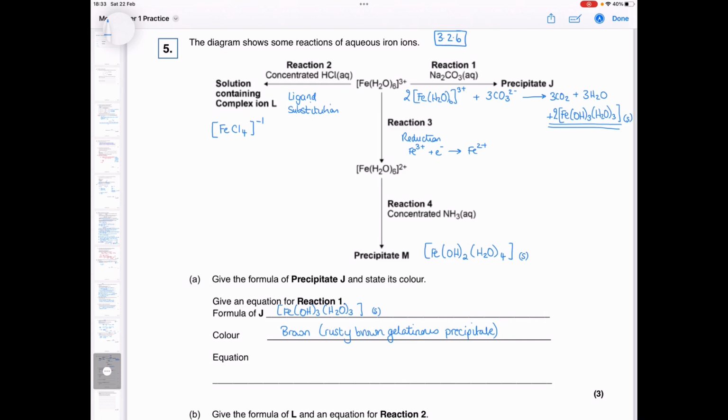And the equation for that, which we've actually already written out: 2 lots of [Fe(H2O)6]3+ plus 3 carbonate ions forms 3 carbon dioxides plus 3 waters plus 2 lots of our precipitate complex.